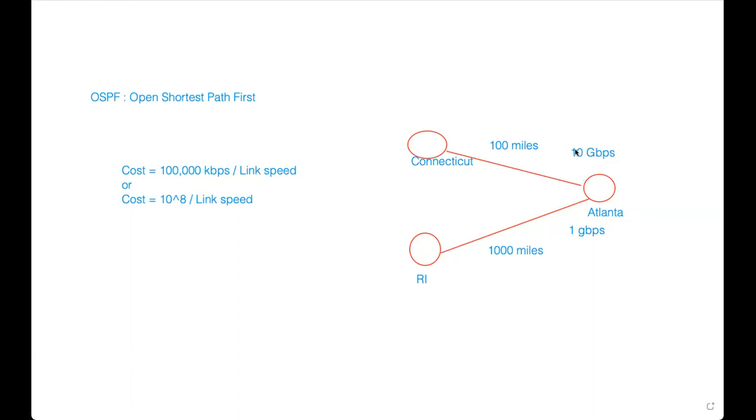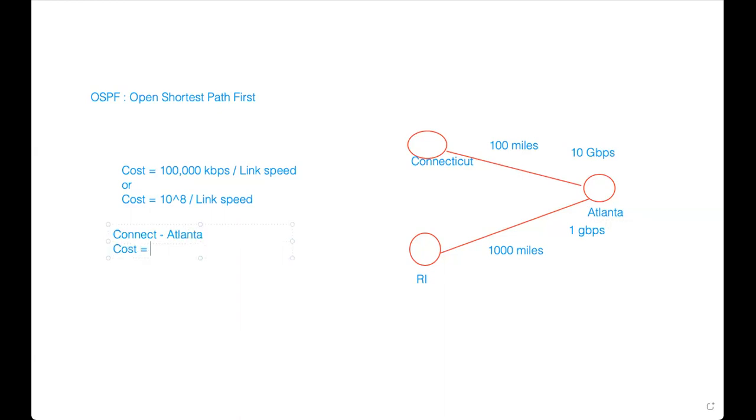So this is the link speed, guys. This is 10 gigabit per second. This is 1 gigabit per second. So let's calculate the cost for Connecticut to Atlanta.